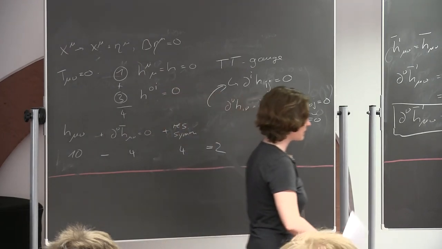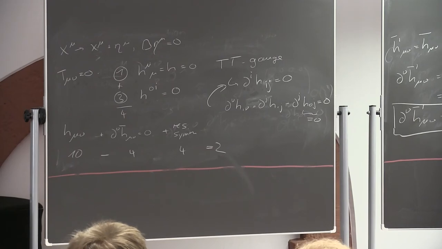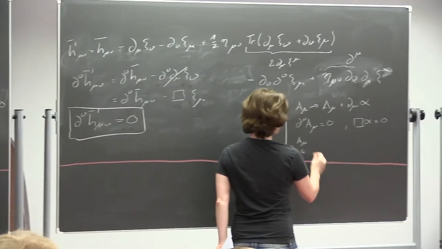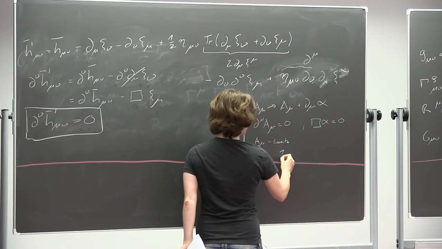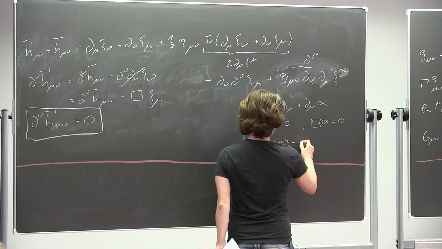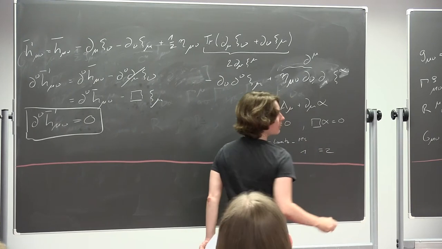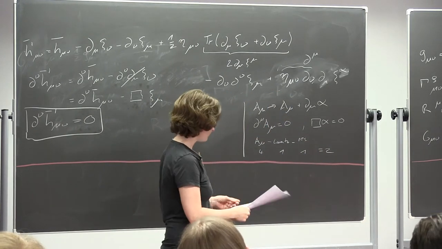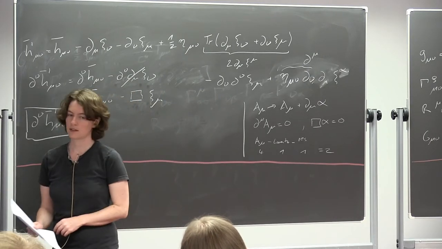And if we do the same exercise here, this is the counting exercise we had this morning. Here we started with A mu, which had 4 degrees of freedom. Then we did Lorentz gauge. That was minus 1. And here again, the residual minus 1 is also 2. So that was the massless photon, and this is the massless gravitational wave.